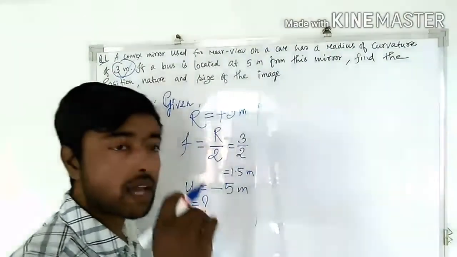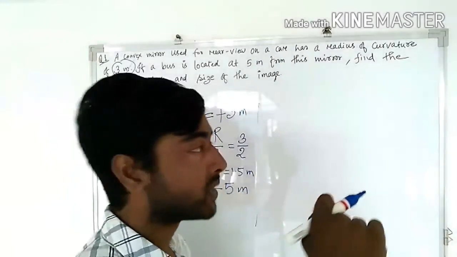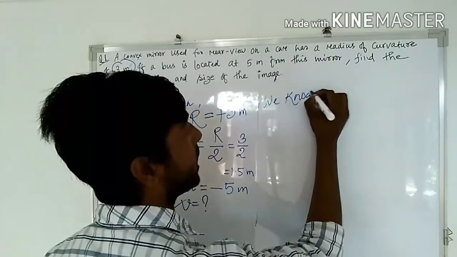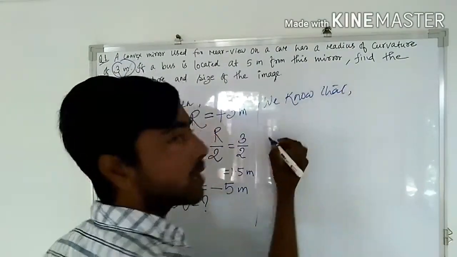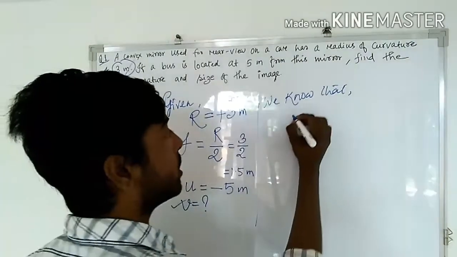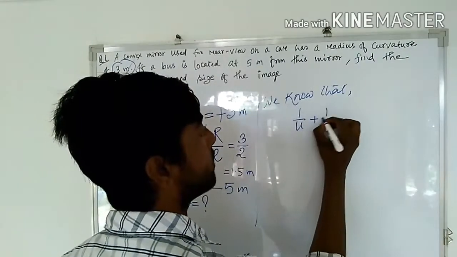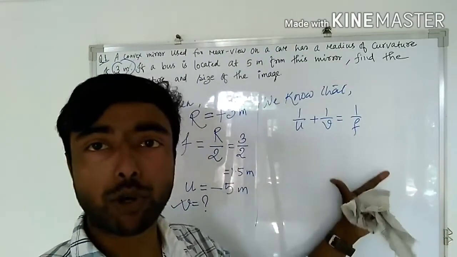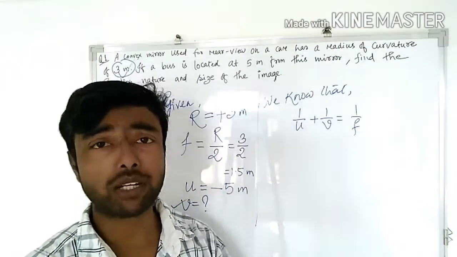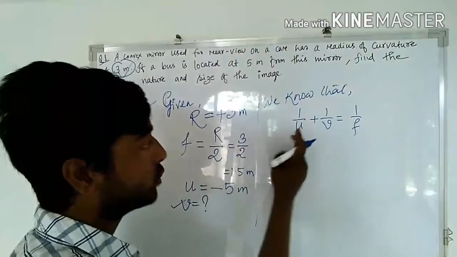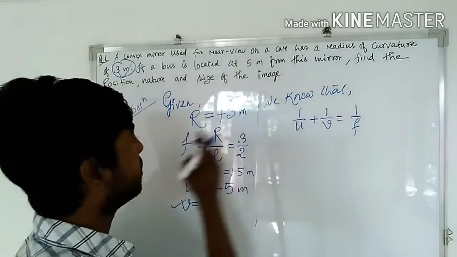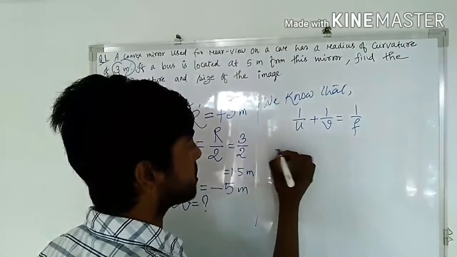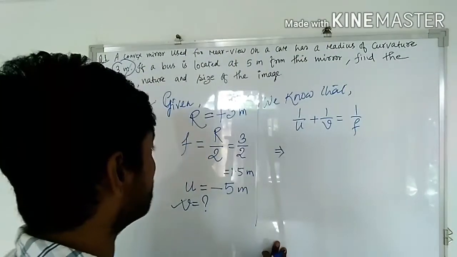Now you see, as I already told you in the last video, from the mirror formula, what we know? Mirror formula is 1 by U plus 1 by V is equal to 1 by F. Using this formula only, we can easily calculate the value of V, because the U value is given, and the F value we have calculated from the radius of curvature. Now you just have to put the values.